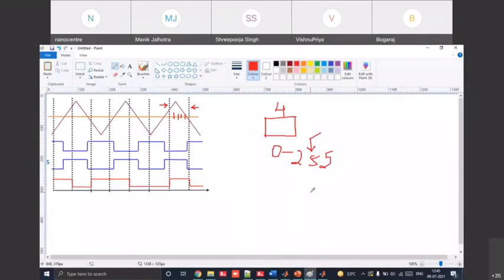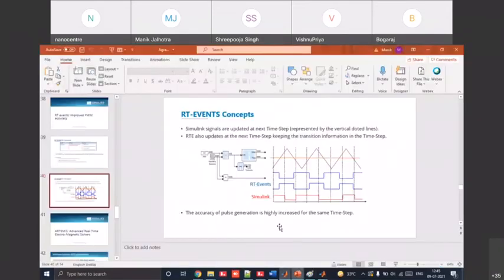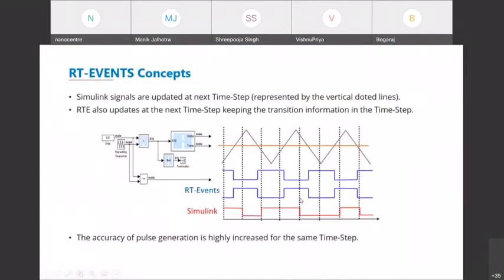One thing I'd also like to pinpoint over here is that whenever we are working with RT events, this is the result we have seen over here. So this is the RT events result we see. And corresponding to RT events, we can see that the logic is giving a very accurate answer.